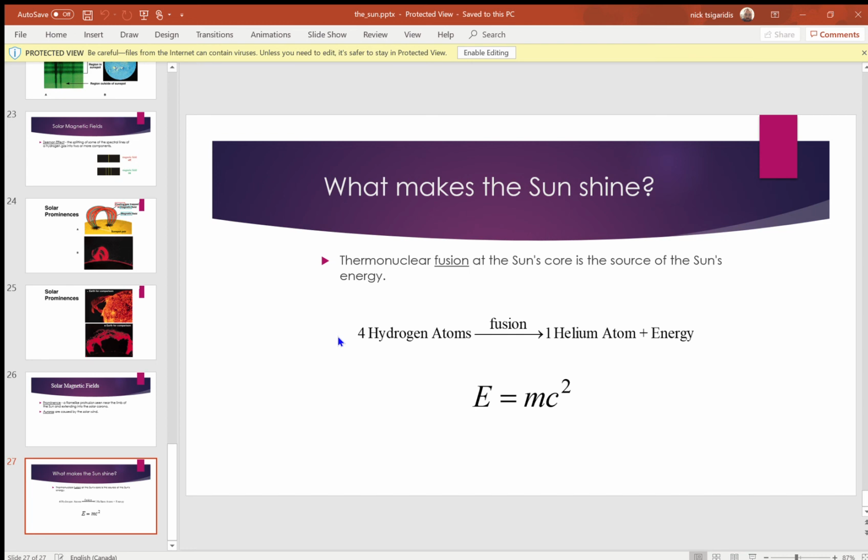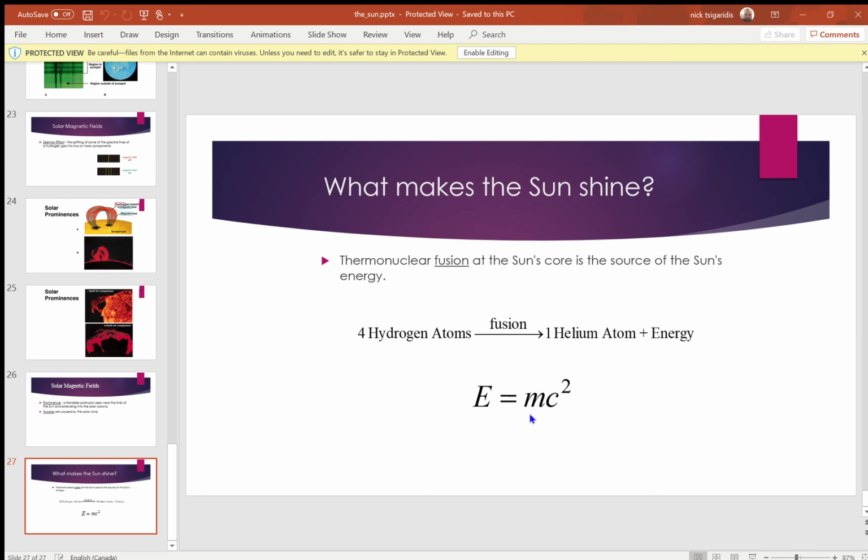And then, of course, in terms of what makes the sun shine, we know that 4 hydrogen atoms go in, in terms of the thermonuclear fusion reaction that we saw up top. And as a result of fusion, we get 1 helium atom plus a lot of energy. And when we look at the most famous equation of all, E equals mc squared, it actually tells us that we can convert matter directly into energy.